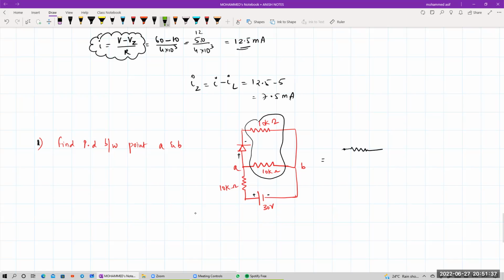So this is a point A, and this is a point B. 10 by 2, this will become for me 5 kilo ohms. And here there is one resistance, and there is a battery here right now, like this. And this is your 30 volt, and here it is your, sir, 10 volt.